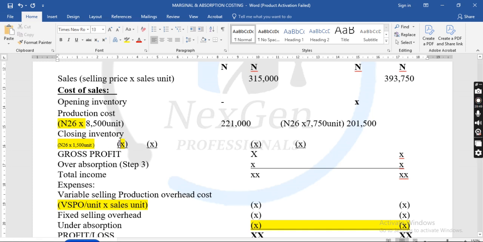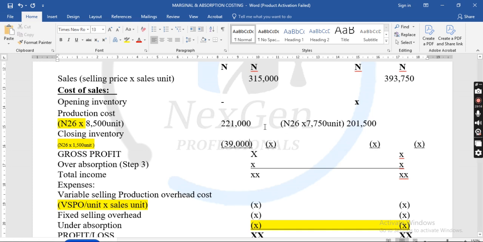Multiply. What do you have? The figure is 39,000. Okay, 39,000.